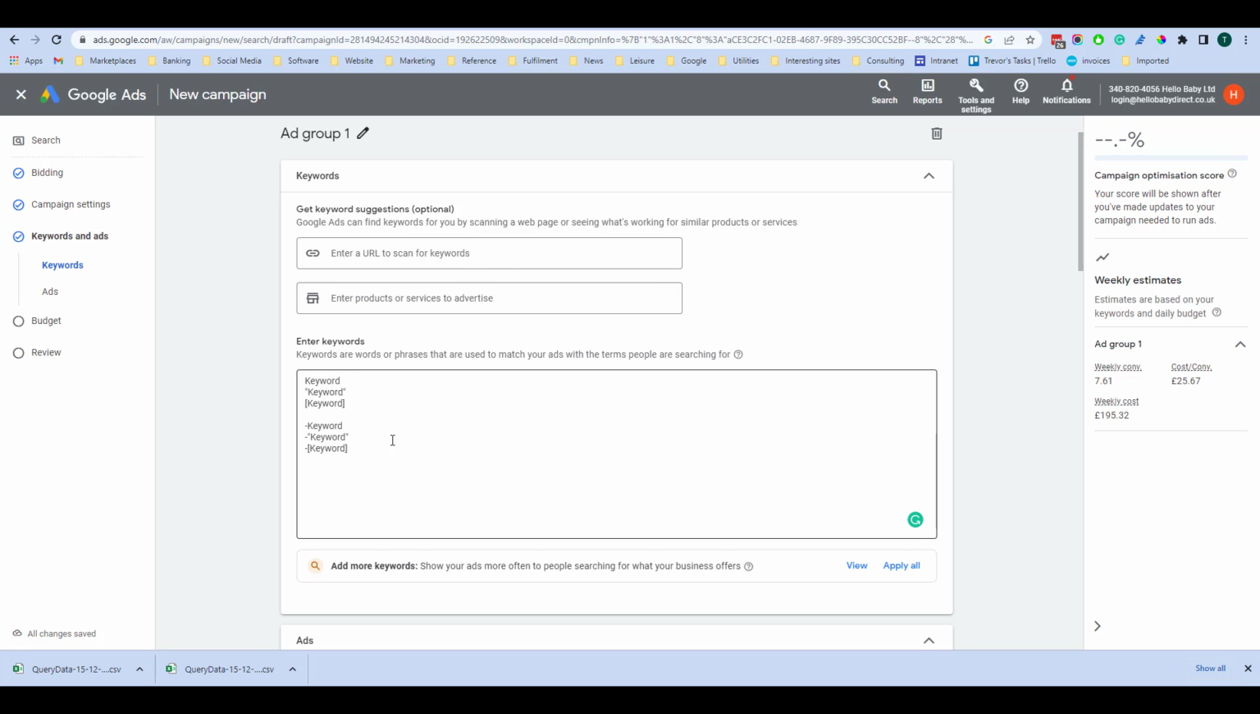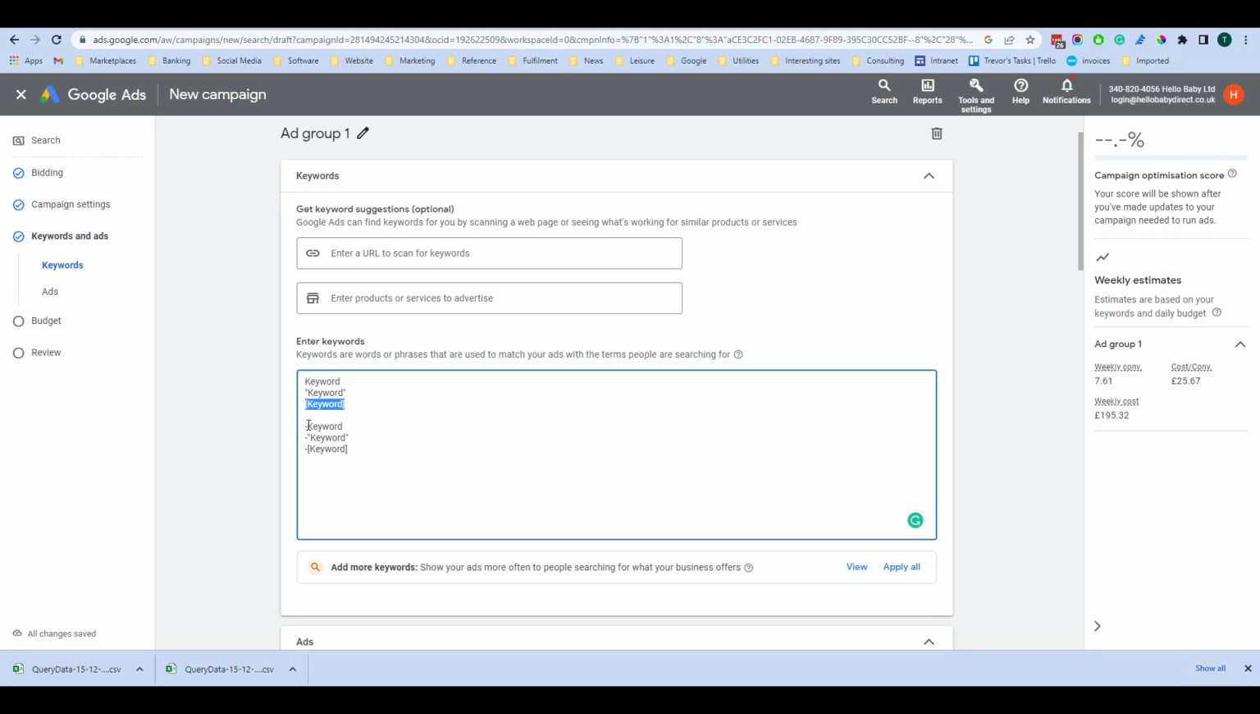This is the page where you enter the keywords for a campaign when you're creating a campaign. The symbols you put around the keyword determine the match type. This is when you're creating a campaign or when you're adding keywords to an old campaign. Broad match requires no symbols, so that would be a broad match keyword. If it's in quotation marks, that's phrase match, and if it's in square brackets, that's exact match.